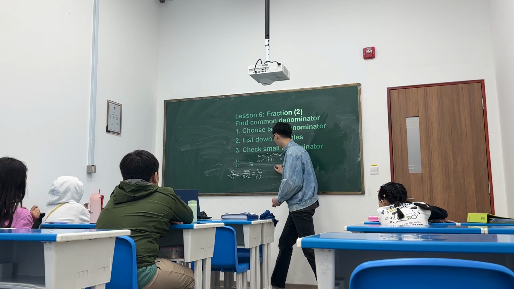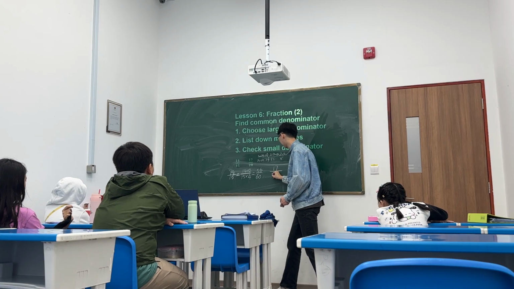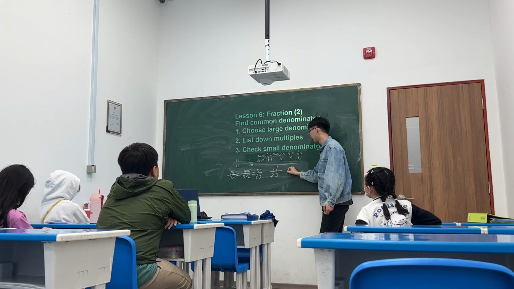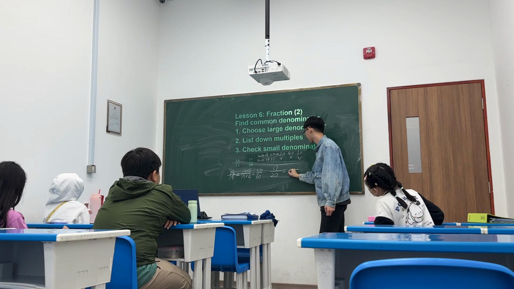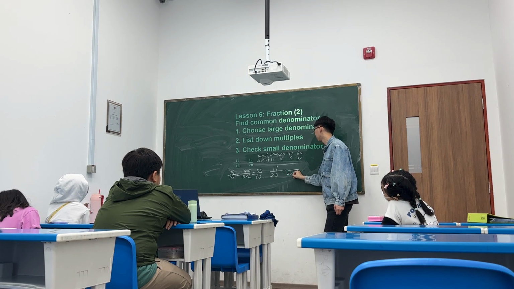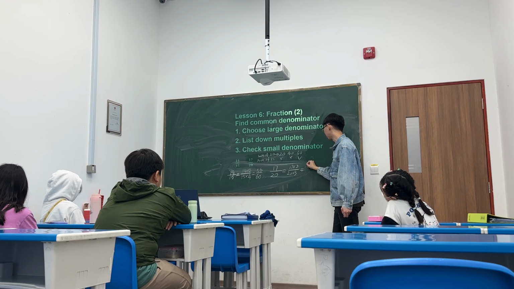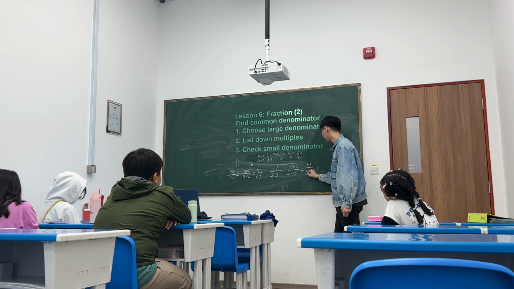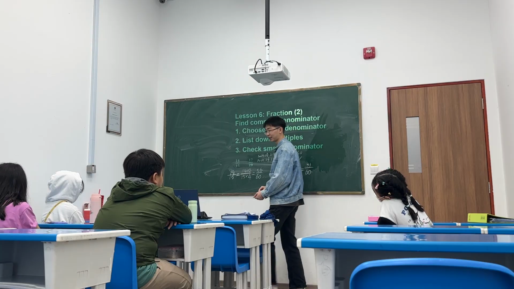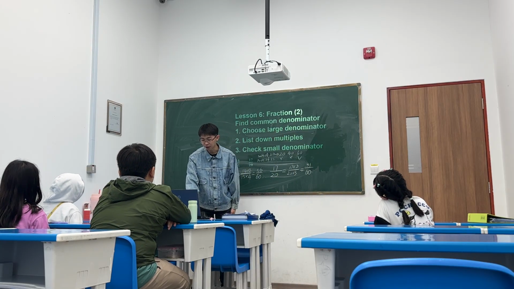And then for 17 over 20, can you tell me how to make this to 60? 20 times 3, 17 times 3. This will give us 51 over 60. Okay, so that's how you find the common denominator.